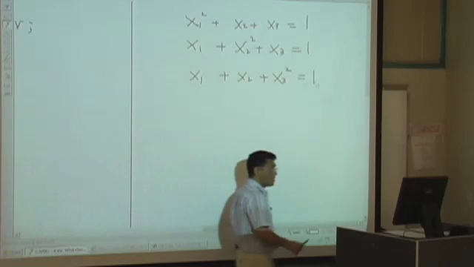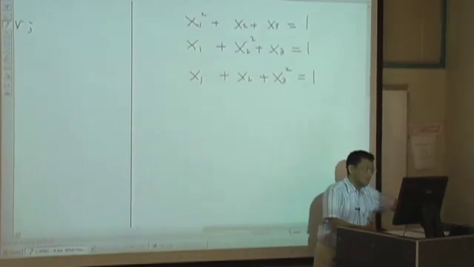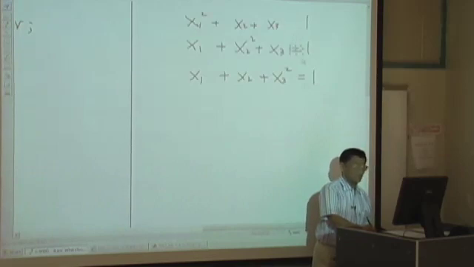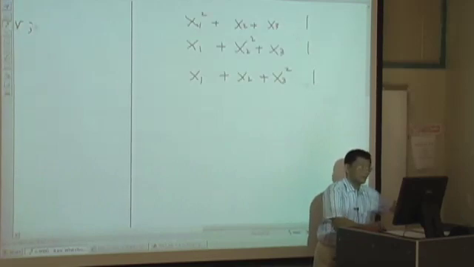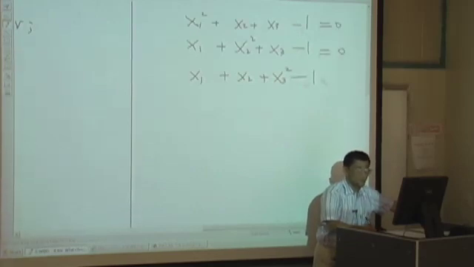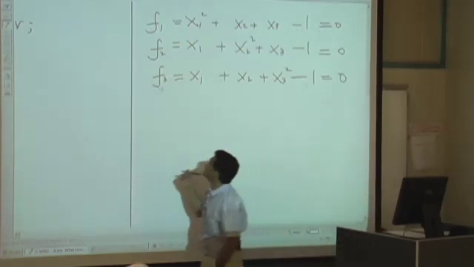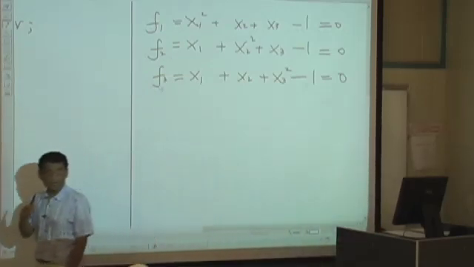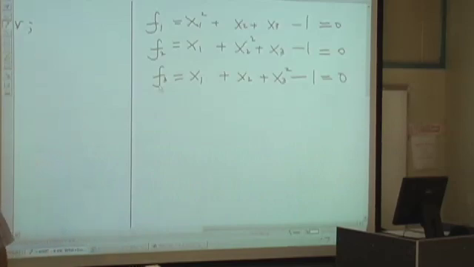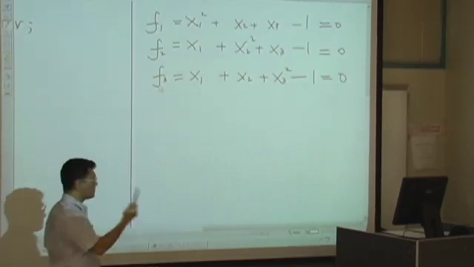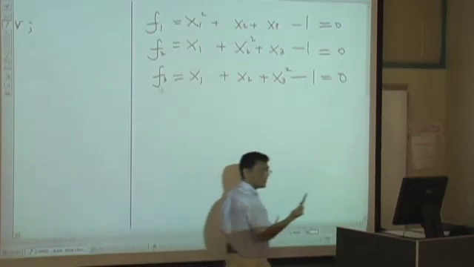First of all, in this method, we convert the problem into a different pattern, a different form. So we convert the problem into this form. Why? We want to name these things using these f sub something, right? So the first function is f1, and f1 happens to be 0. The second function is f2, and f2 happens to be 0. The third function is f3, and it happens to be 0. Do you know what I mean?